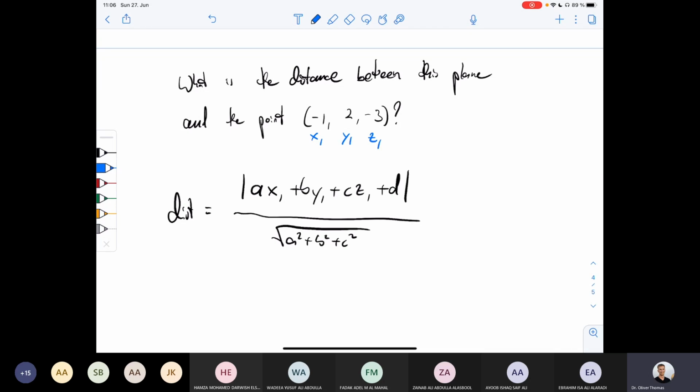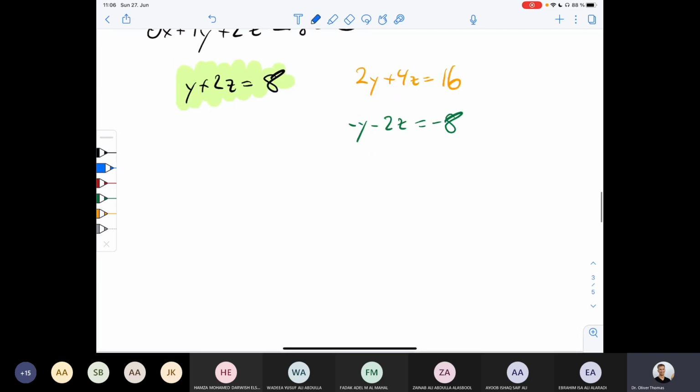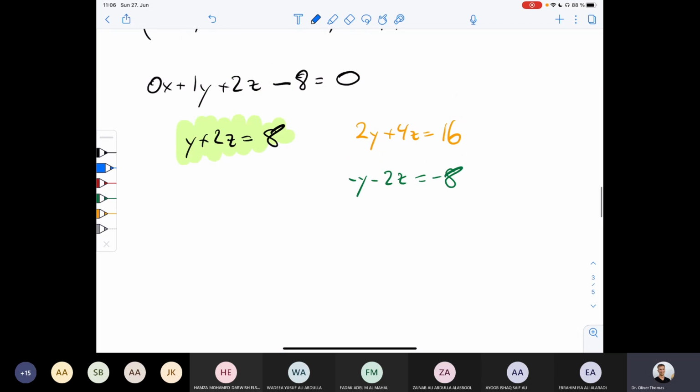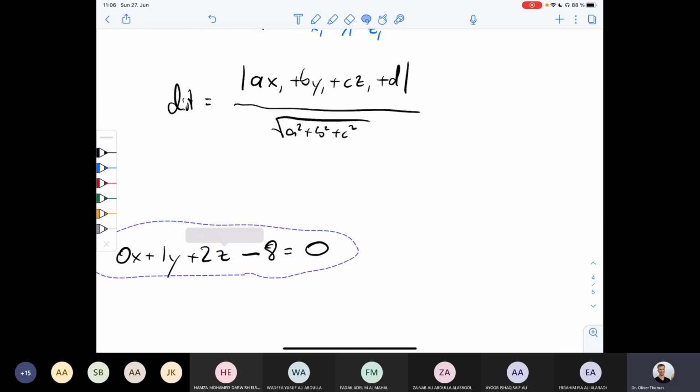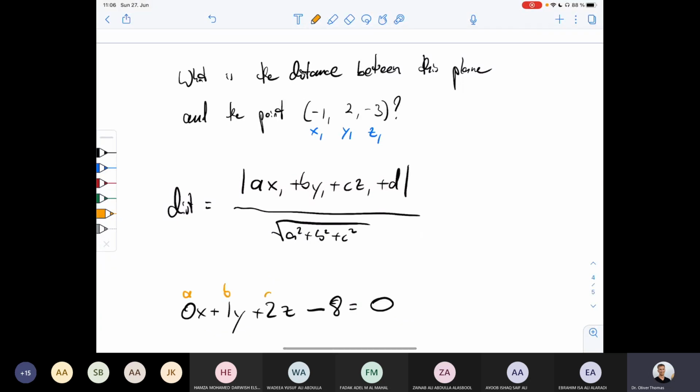What are our a, b, c and d? We get them from this equation. We just need to bring it all onto the left-hand side. Actually, we already brought it onto our left-hand side in this formula. Let's put it here. This is our A, this is B, this is C, and this is D.